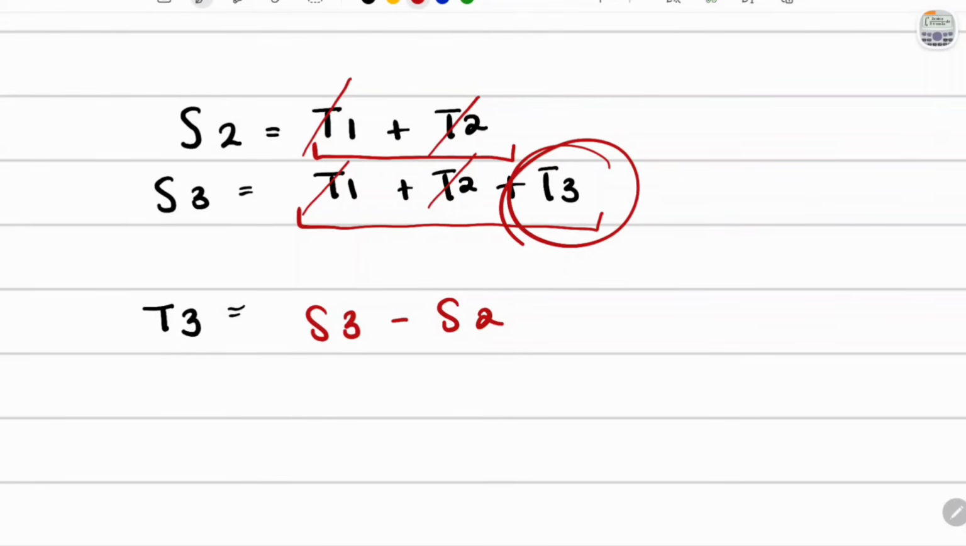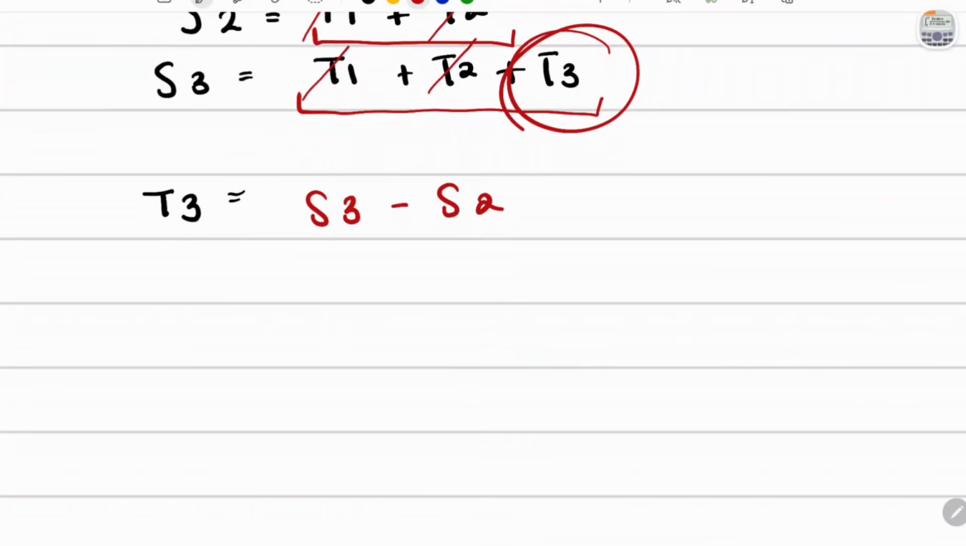So that's actually what you can always do to find a term value if you're given the formula for the sum of the series, regardless of whatever series it is. Whether it's arithmetic or geometric, you can actually do this.